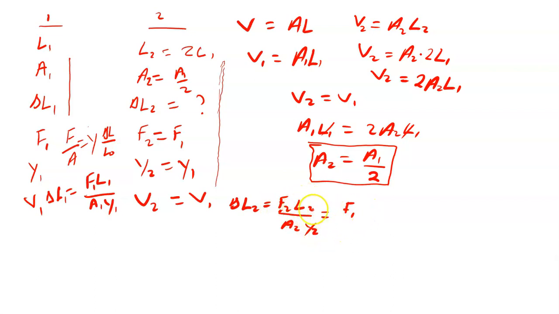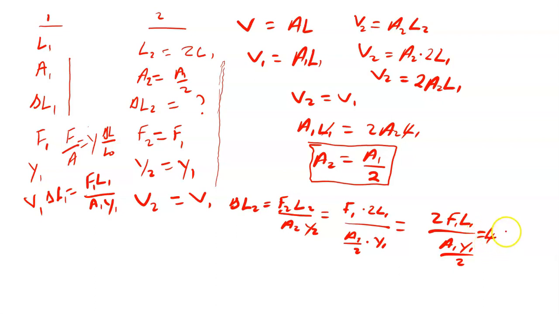Then L2, the length of the second wire, is twice the length of the first wire, over the area of the second wire, which is half the area of the first wire. Then the Young modulus of the second wire is the same as that of the first wire because they are made of the same material. So here you are going to have 2 F1 L1 over A1 Y1 over 2. So this is going to be 4 F1 L1 over A1 Y1. So the extension in the second wire is just going to be 4 times that.